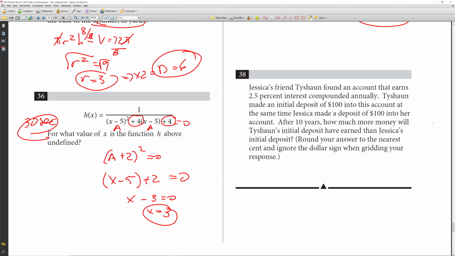This is the last question in this section. Definitely another passage. Let's go to the end. After 10 years, how much more money will Tyson's initial deposit have earned than Jessica's initial deposit? So this deals with some kind of money. Let's keep that in mind as we go through the passage.